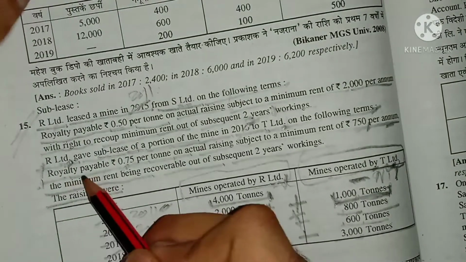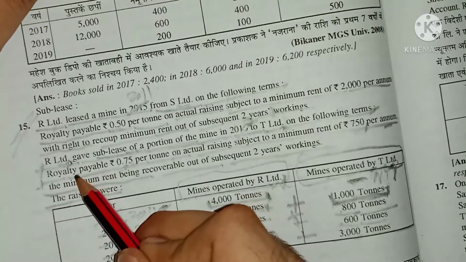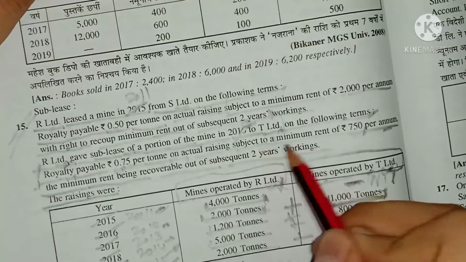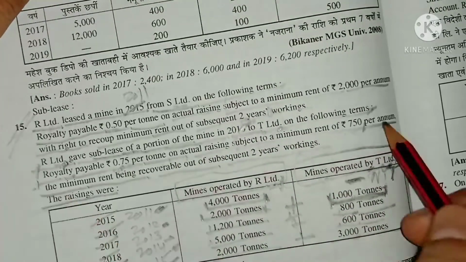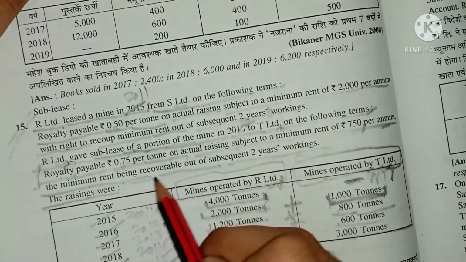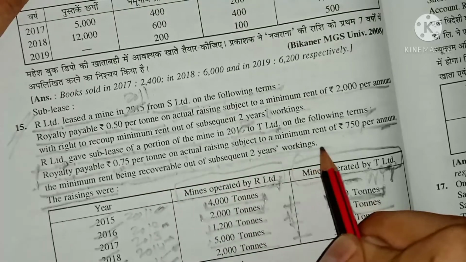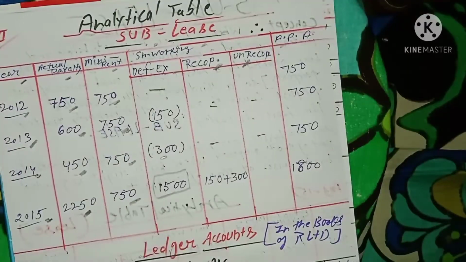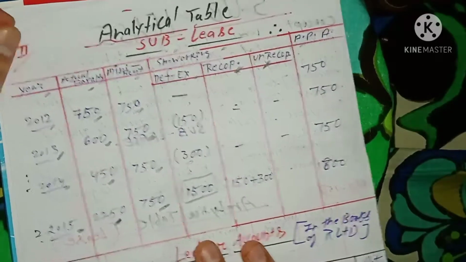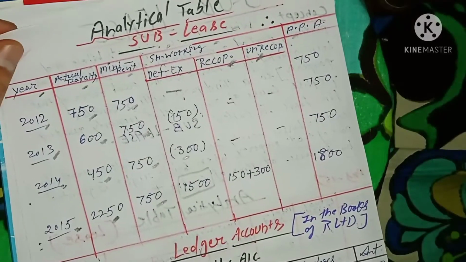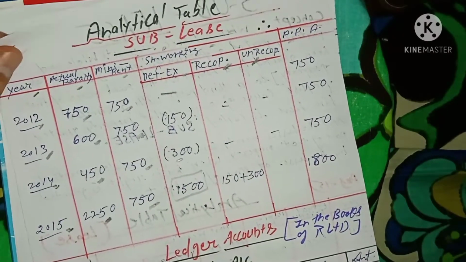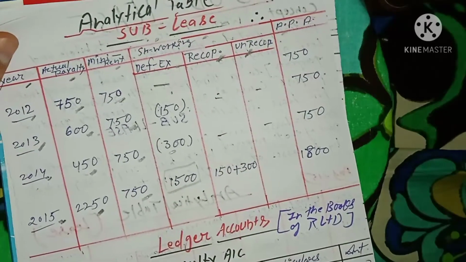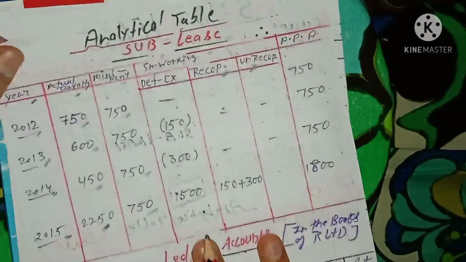Here you can see a line regarding the recoupment: short working royalty payable 0.75 per ton on actual raising, subject to a minimum rent of 750 per ton per annum, the minimum rent being recoverable out of the subsequent 2 years' excess working. That simply means that any short working that occurs in any year can be recovered out of the subsequent two years' excess working amount.